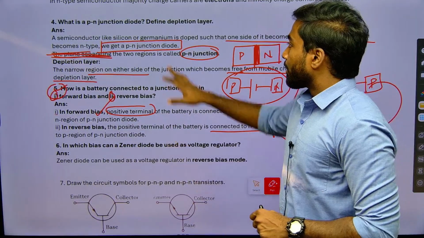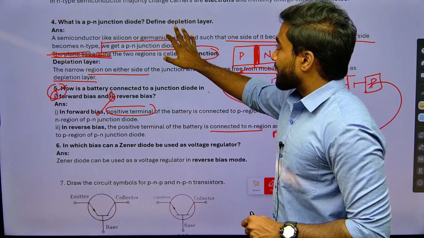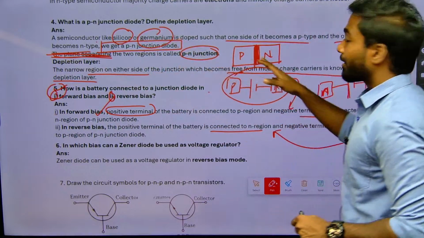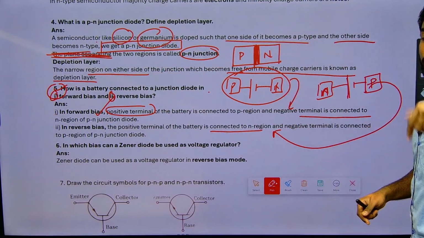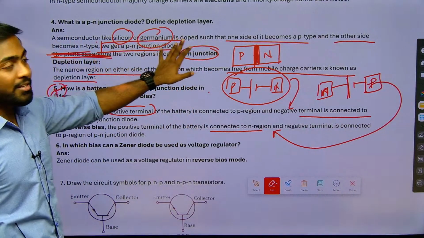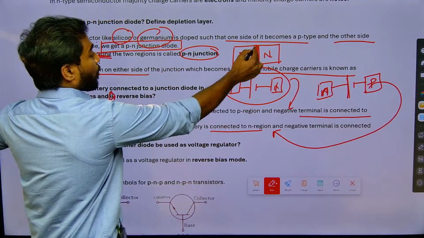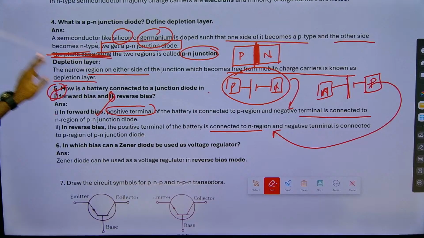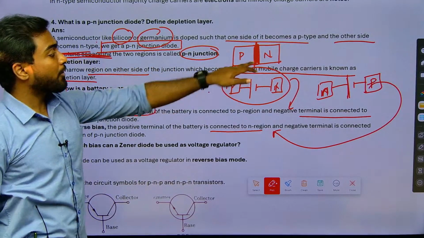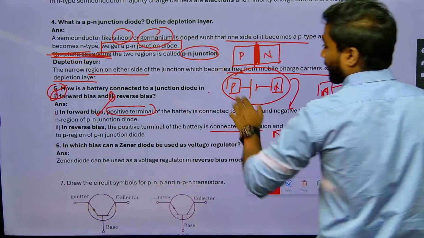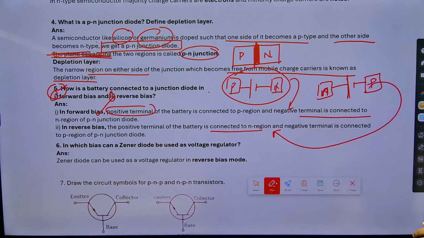Once again I will tell what this PN junction diode is. When we talk about semiconductors like silicon or germanium, which are doped such that one side becomes P type and the other side becomes N type, we call that a PN junction diode, and the junction there is called the PN junction. And what about the depletion layer? The narrow region on either side of a junction which becomes free from mobile charge carriers is known as the depletion layer. You can take a note of the 4th and the 5th question and we can go for the next set of questions.